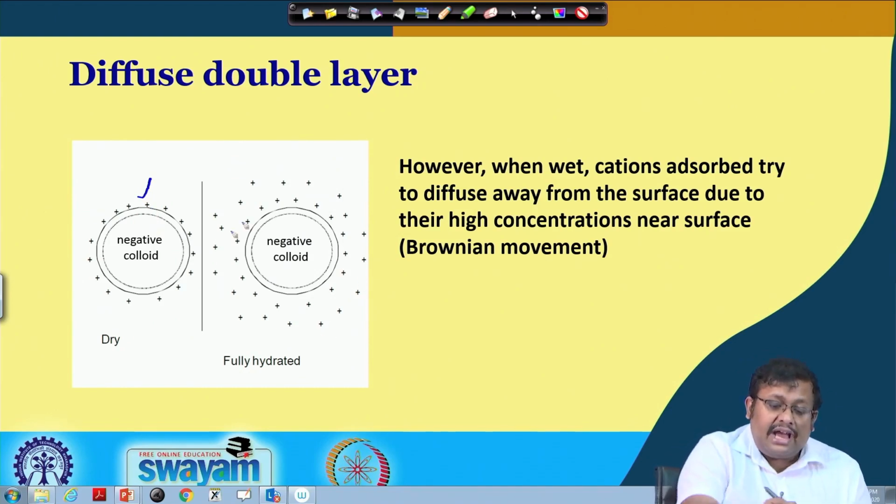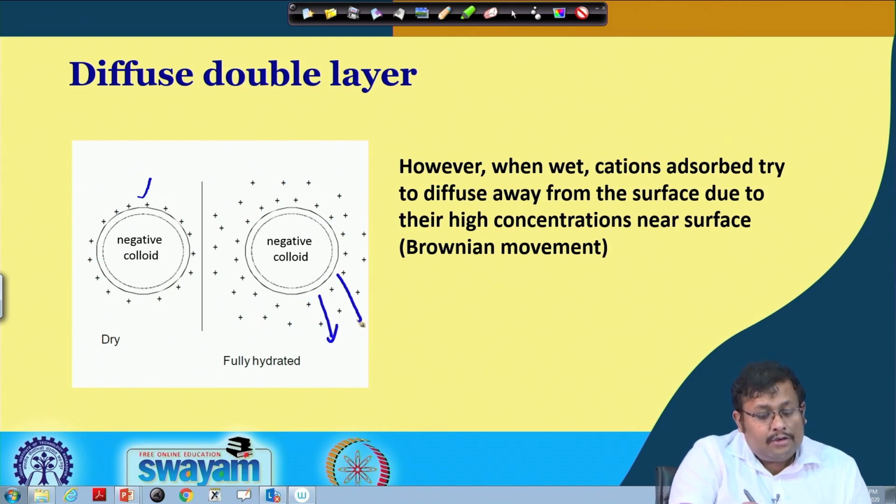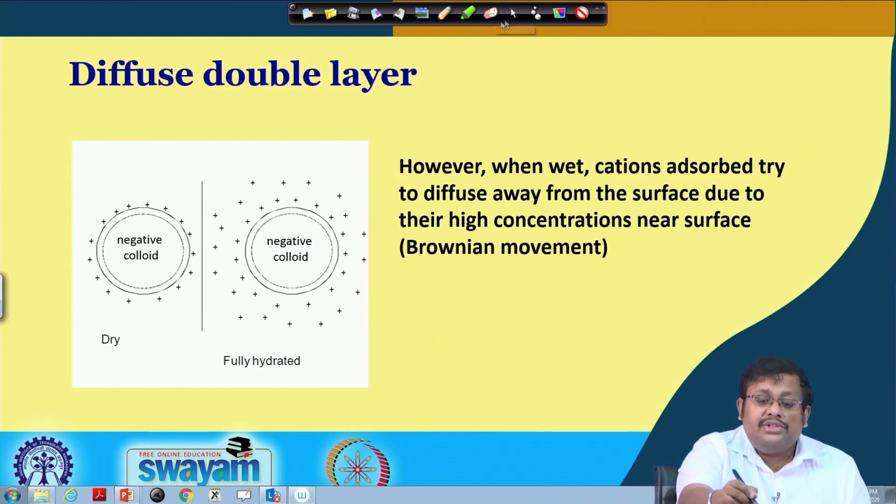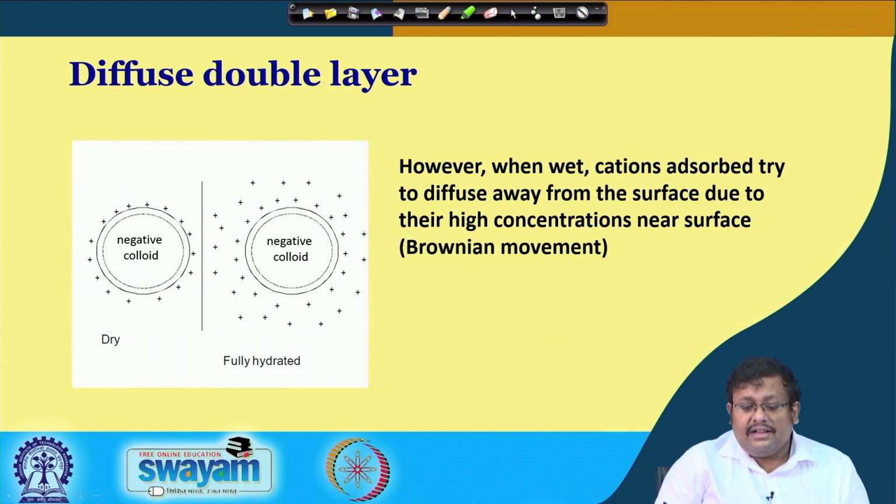However, when they are fully hydrated, due to the higher concentration near the negatively charged colloid, there will be repulsion. As a result, there will be some Brownian movement, and these positively charged cations will tend to diffuse away into the surrounding solution. So, these are two different conditions which you can see, depending on whether the soil is dry or fully hydrated.